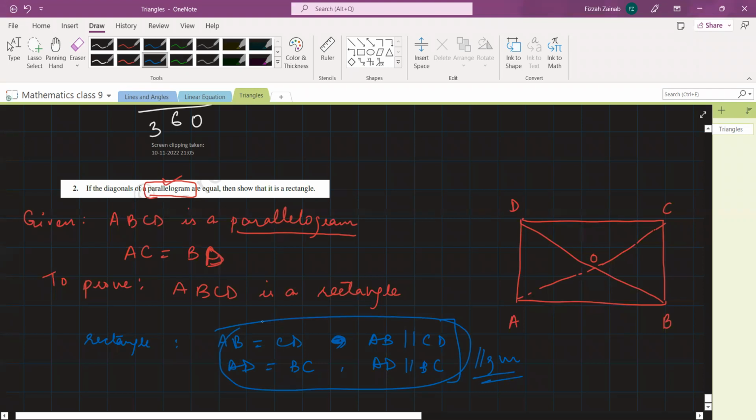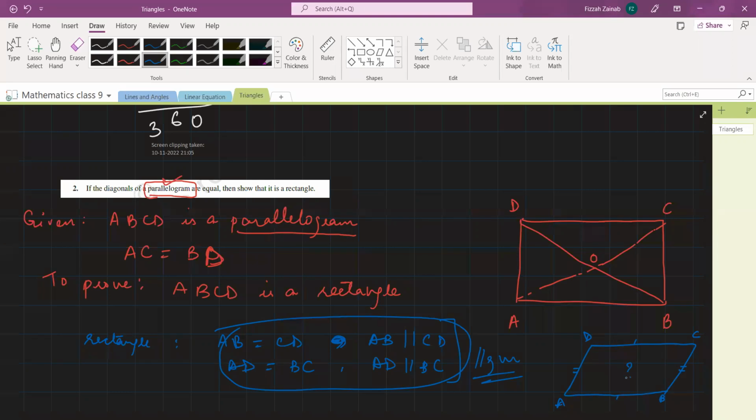Now this much is already given in the question. It is already said that it is a parallelogram. So what is the extra thing you have to show here? Tell me. What is the difference between this figure and this figure? Now here also I'm saying that AB is equal to CD, right? And AD is equal to BC. So what is the difference you can see? How can I not say that it is a rectangle?